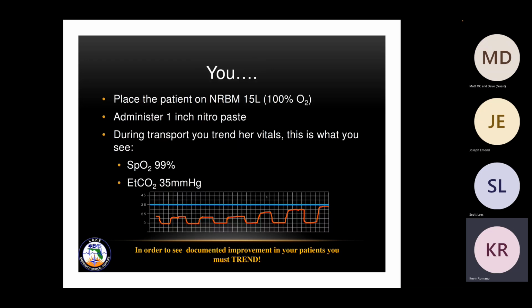All right, perfect. So you place the patient on a non-rebreather at 15 liters a minute. Now your oxygen is up to 100%. All right, you administer an inch of nitro paste. Obviously, we can go with nitro tablets and/or nitro drips, depending on what level we're at. During transport, you trend her vitals. This is what you see: 99 and end tidal of 35.